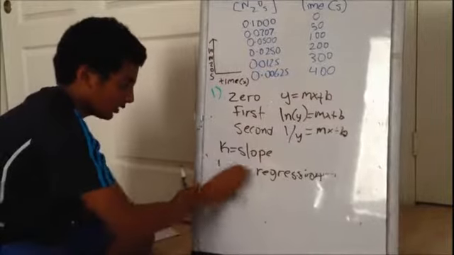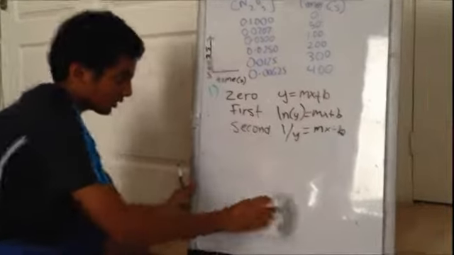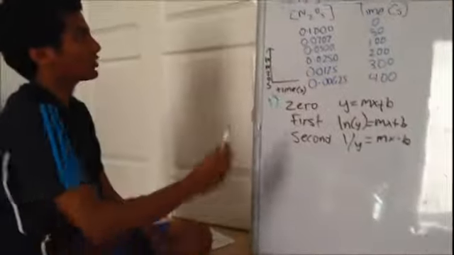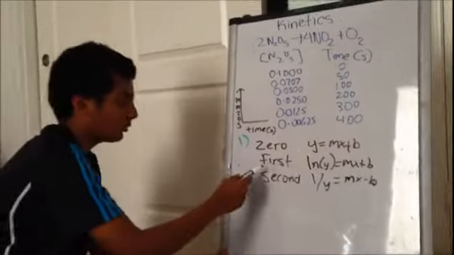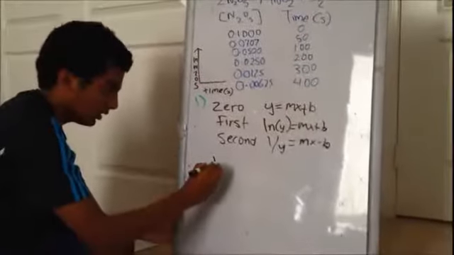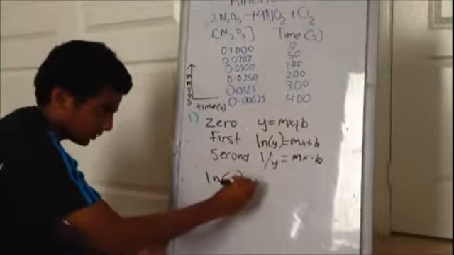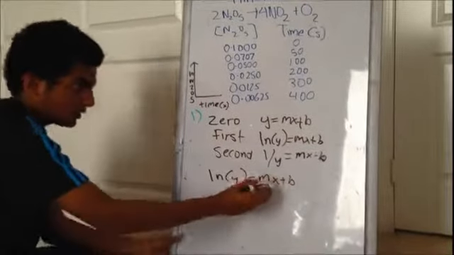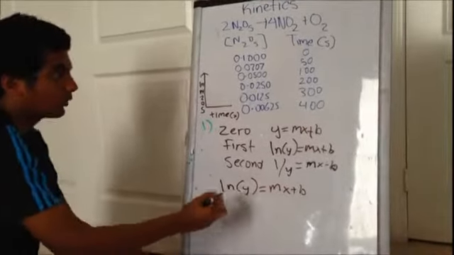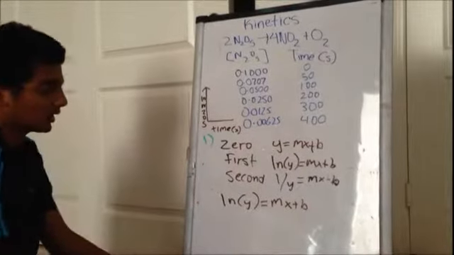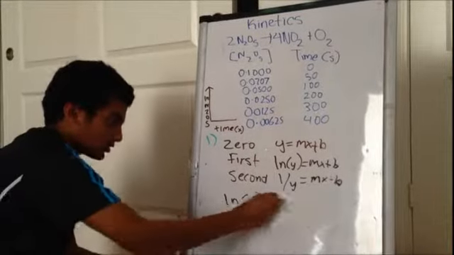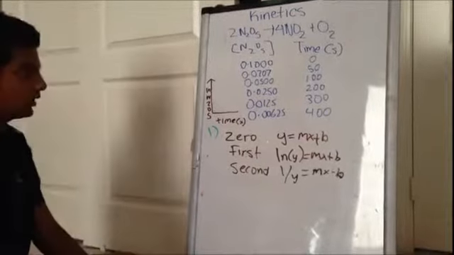And sometimes the question asks you to solve for a specific time given a concentration, or a specific concentration given a time. And in our problem, we had a first order equation. So for example, our equation is ln y is equal to mx plus b. If we're given the time, then we have to solve for y. If we're given the concentration, then we have to solve for x. And that is pretty much it for the kinetics video.